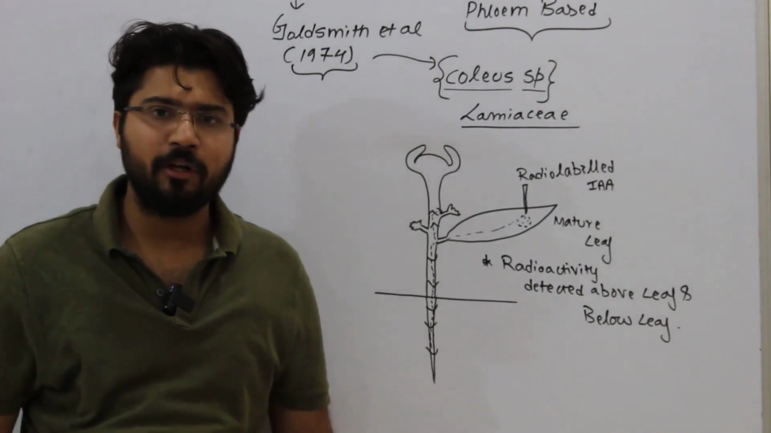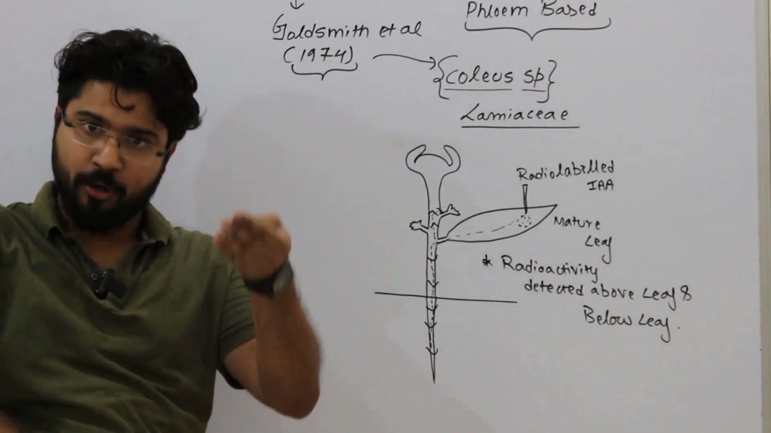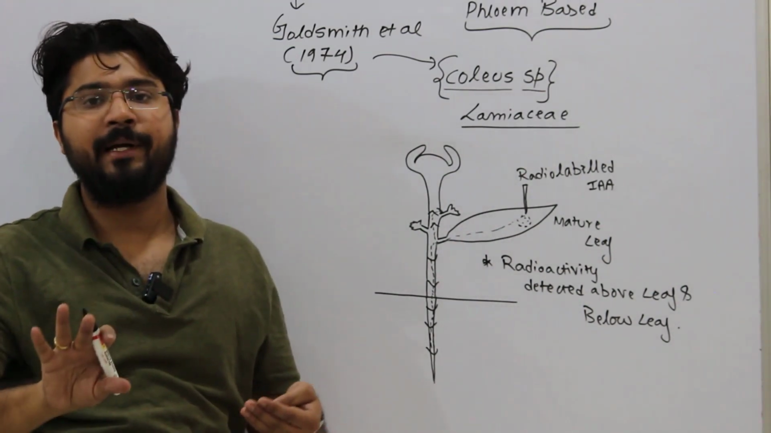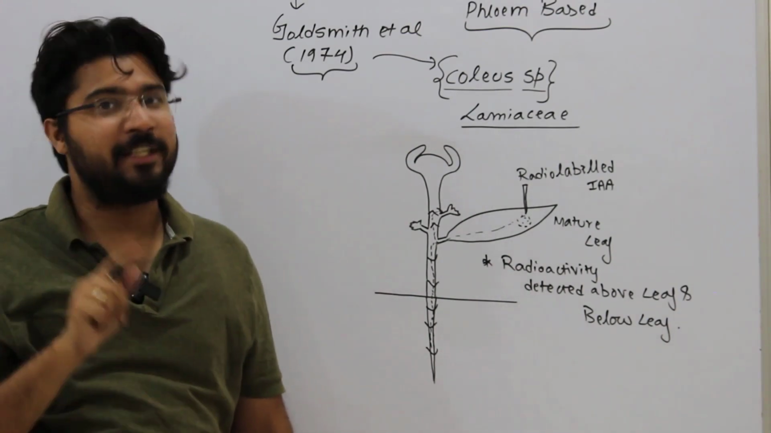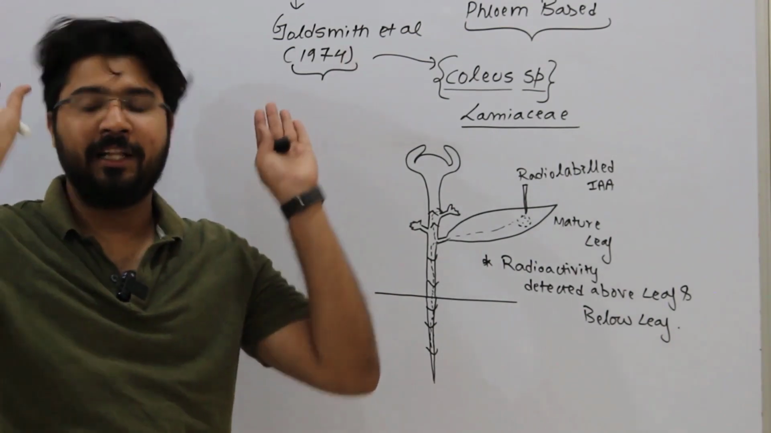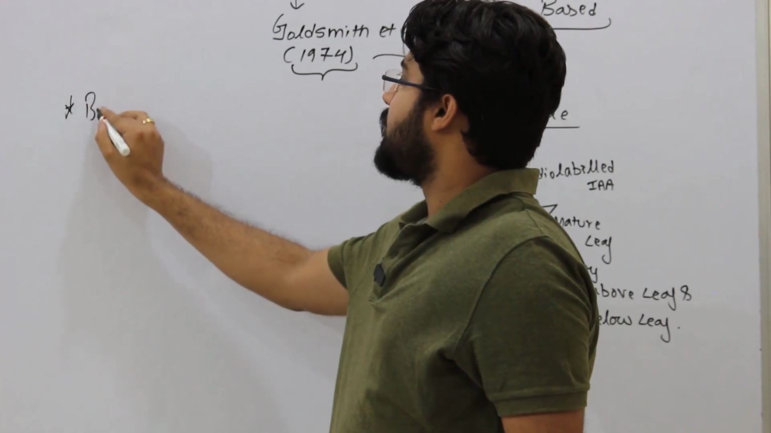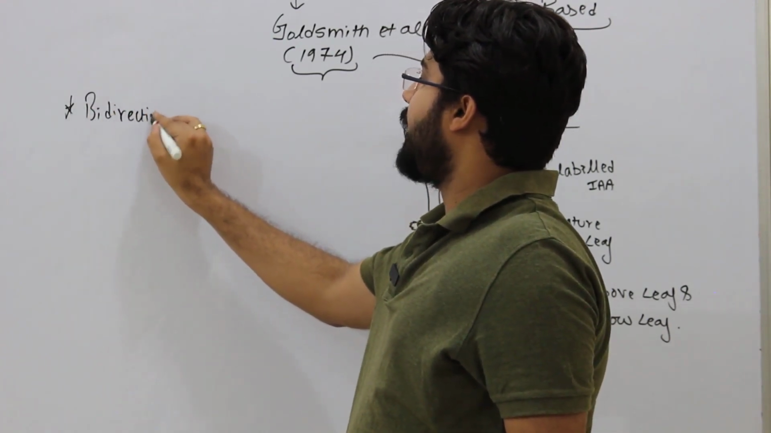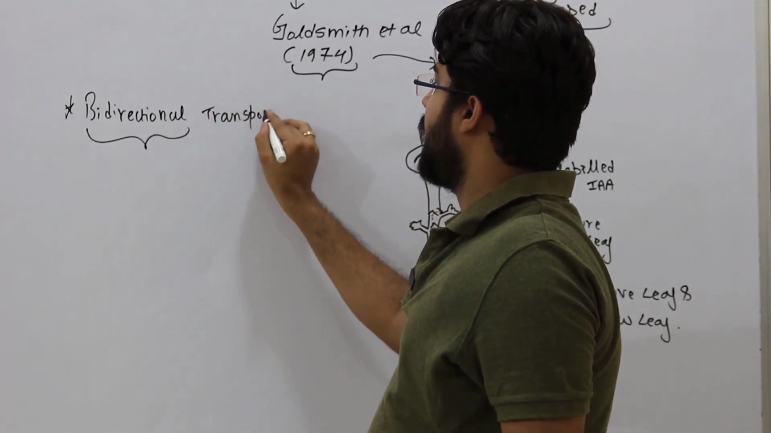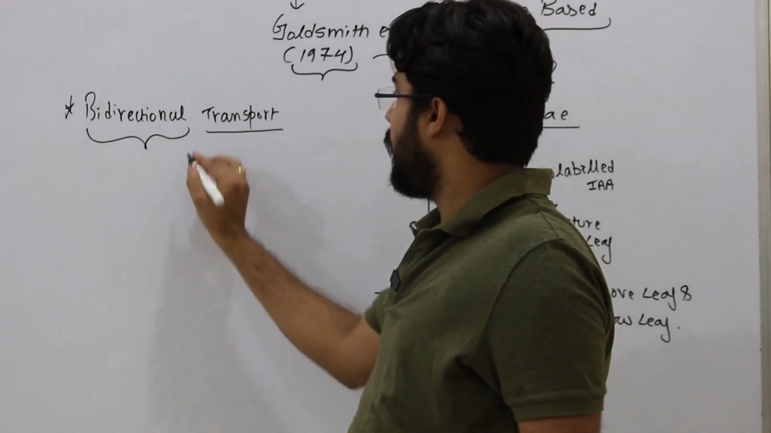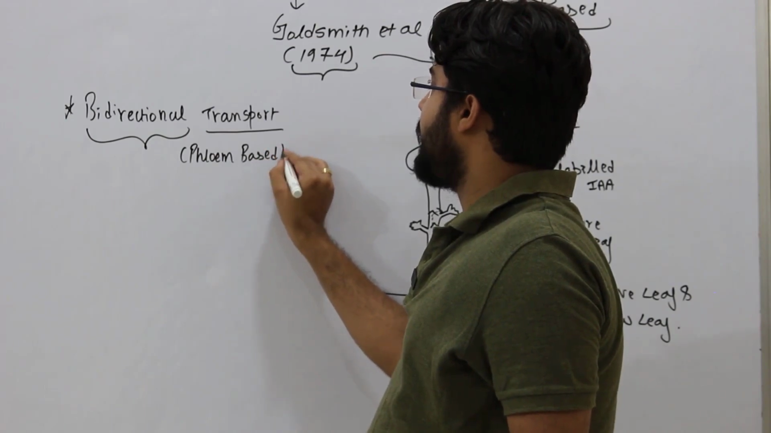Radioactivity meaning IAA was radio-labeled. This means IAA could be transported from this leaf above it, below it, to roots, to other parts which were below it. That means it is bidirectional transport. If it were unidirectional, it would be polar transport. Since it is bidirectional, moving in all directions, therefore it is non-polar in nature. So what I am concluding over here is that this transport was found to be a bidirectional transport for the first time, right? And this bidirectional transport is always going to be phloem based. There was no possibility that xylem was ever involved.